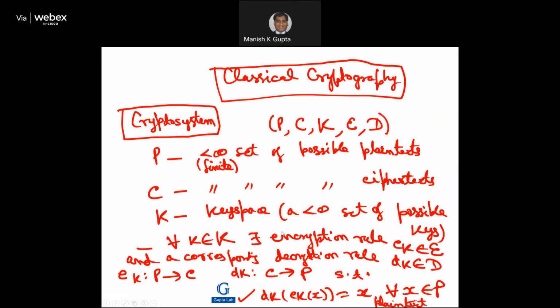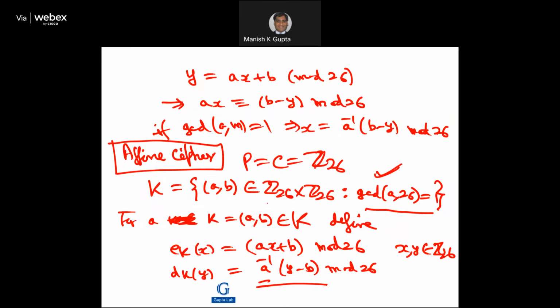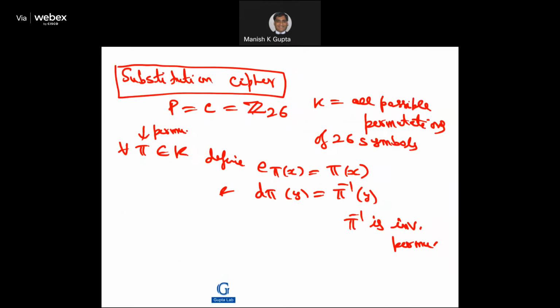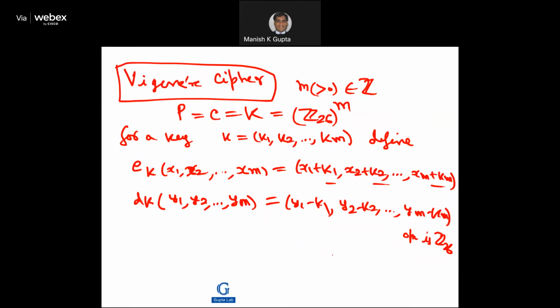Okay, so we are looking at classical cryptography. We talked about substitution cipher. So first of all, this is a substitution cipher, if you remember. Okay, there is a permutation. So you just permute the things. Okay. We talked about affine cipher and Vigenere cipher. Vigenere cipher, as you can see, what are the important things? M, the size of the keyword. M is important.